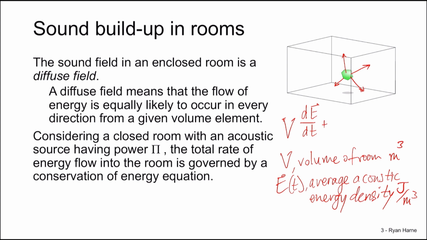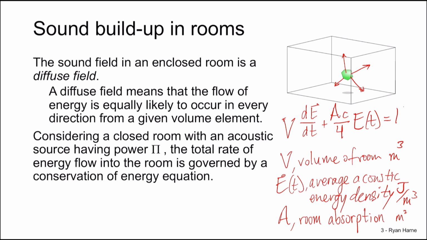plus an absorption term, which is capital A, room absorption, having units meter squared. We'll introduce this variable in greater detail soon, multiplied by C, the sound speed, divided by 4, multiplied by the average acoustic energy density once again, is equal to the sound power. So the time rate of change of energy flow into the room is equal to the sound power input minus that part absorbed by the room.